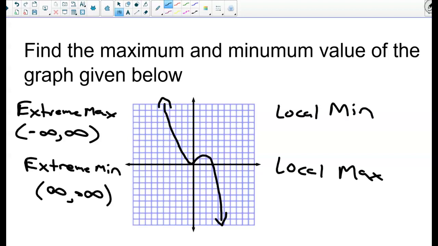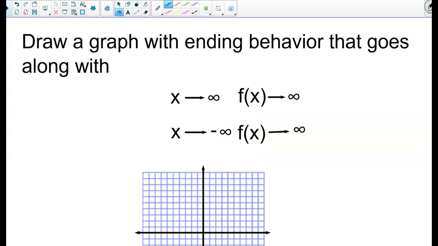So what I would suggest doing is this. On this graph, I'm going to kind of guess the point. The local minimum, where there's a bounce, is really negative 1/2 and 0. And I would say the local max, to me, looks like 3/2, 3/2. The point on the test, draw a graph with ending behavior.